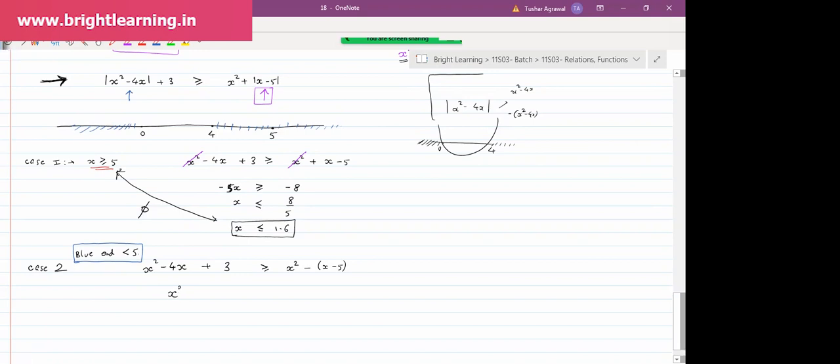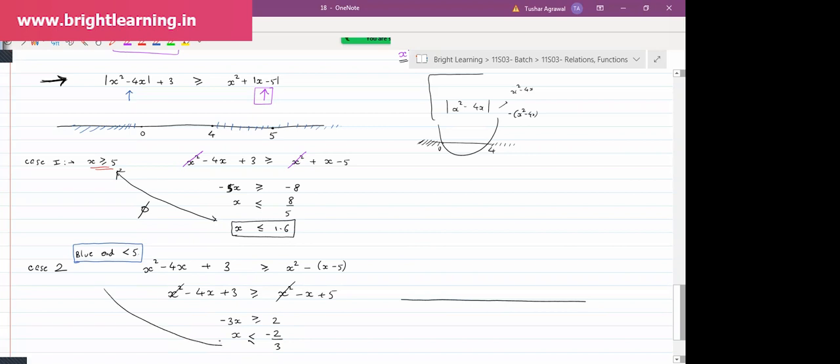This is my function. x square minus 4x plus 3 greater than or equal to x square minus x plus 5. Solve it. It gives you minus 3x greater than or equal to 2. So dividing x by minus 3, it becomes minus 2 by 3, and the inequality will be reversed. Now, combine the answer. The combination of these answers, let's see. This is 0, here is 4, here is 5. And where is minus 2 by 3? Minus 2 by 3 comes out to be over here.